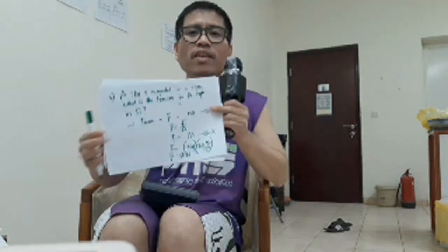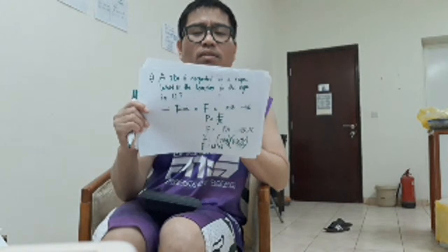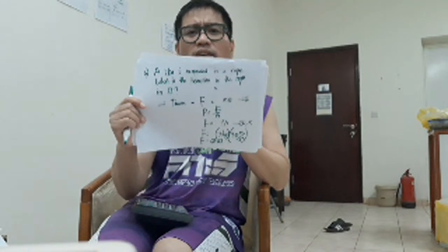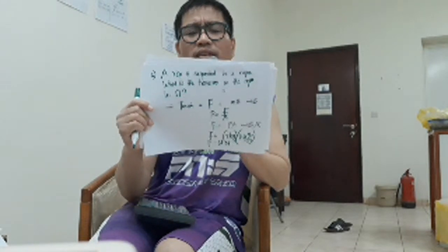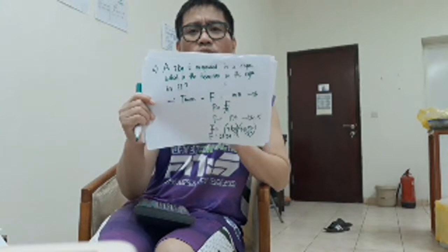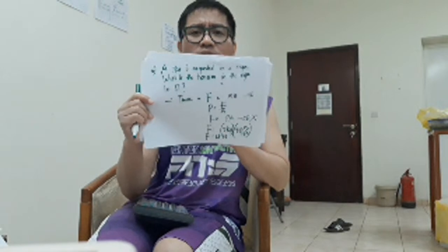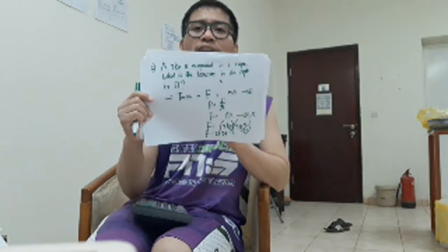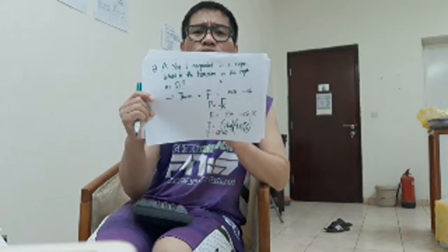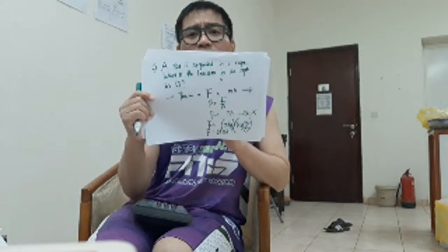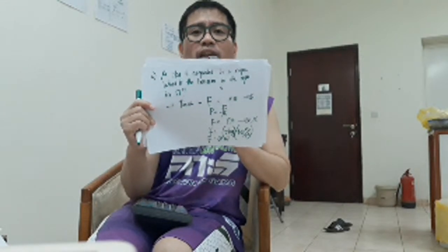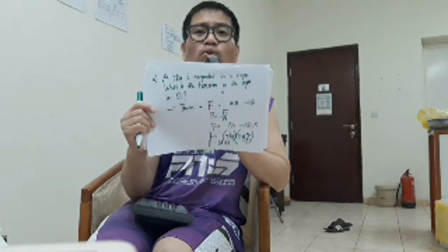Now, I want you to think, what is the unit of 68.67? Force is equal to mass. Mass is 7 kilogram, multiplied by the acceleration due to gravity, which is 9.81 meters per second squared. Now, this is the unit of force: kilogram meter per second squared. That is Newton.